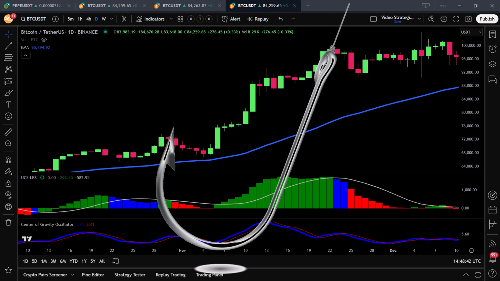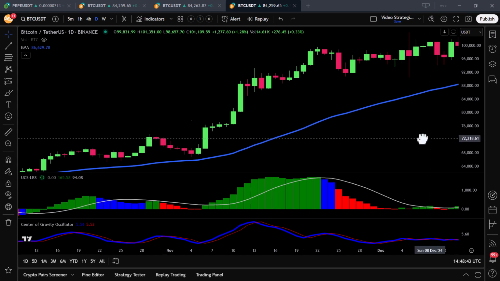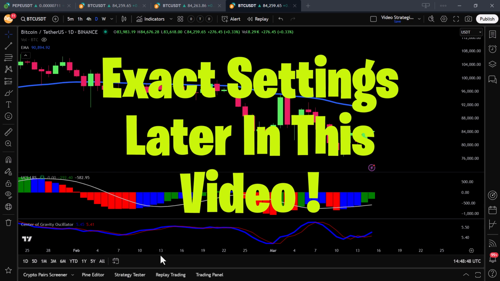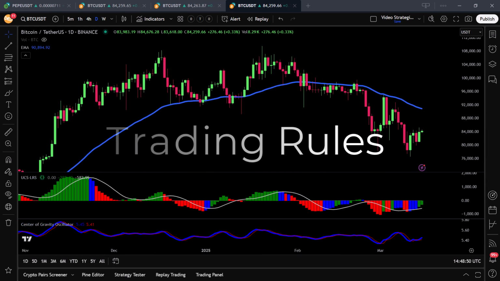But there is a catch, because if you don't set these indicators up correctly, your win rate drops hard. And I'll reveal the exact settings in a moment, so keep watching. Let's discuss first the simple trading rules.